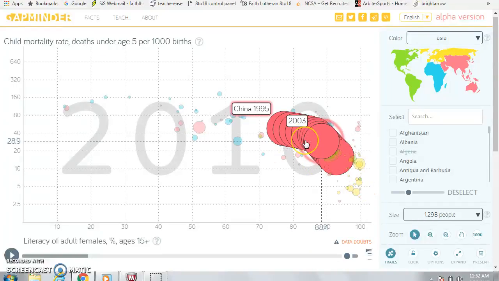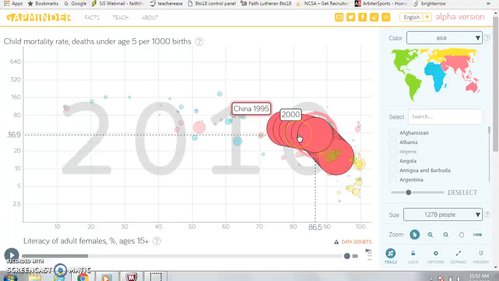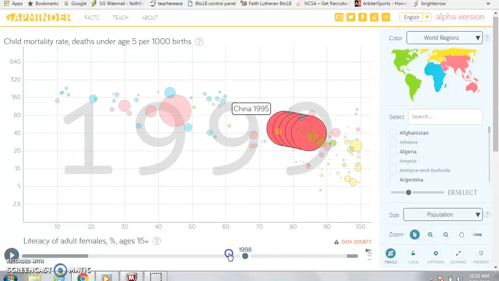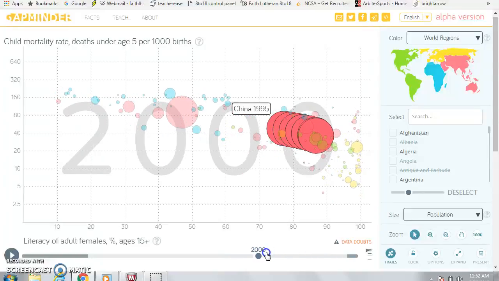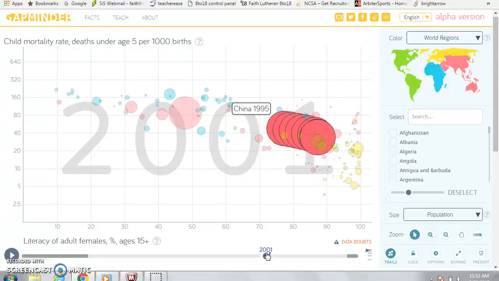And that is why China also slows down a lot more than other countries. A lot of other countries move faster than China does when it comes to the literacy rate in females because of the way China treats its women and the education of the women.